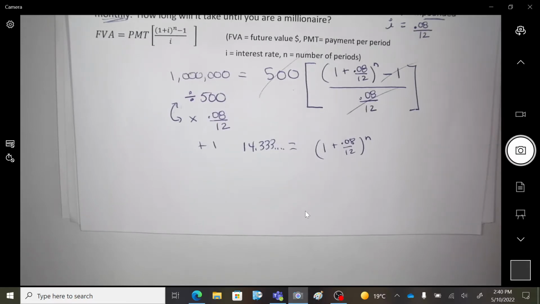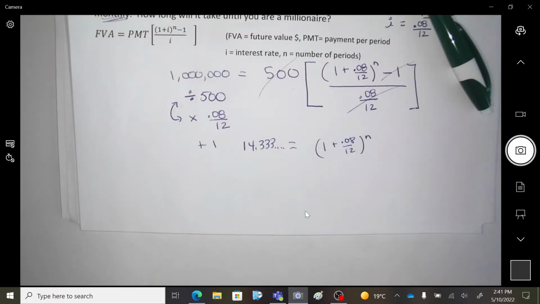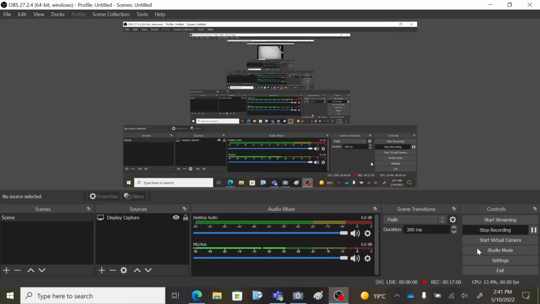Wait, how does it get 134? 1 million with 6 zeros on it. Got it? Divide 500 times 0.08 divided by 12 equals plus 1. Yeah, I'm on that 34. I've been doing this like 5 times. What are you typing?